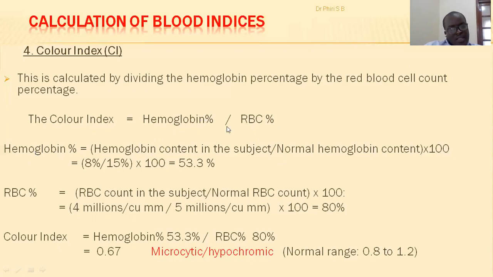In this case, the hemoglobin content given is 8%, and that of the normal person is 15%. So 8 divided by 15 multiplied by 100 gives you 58.3%. So this is the hemoglobin percent. You're looking at the hemoglobin content of your subject or patient compared to that of the normal person. You're comparing the two, so it's a percentage.